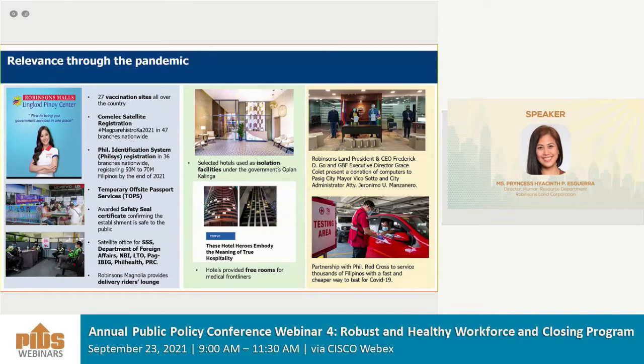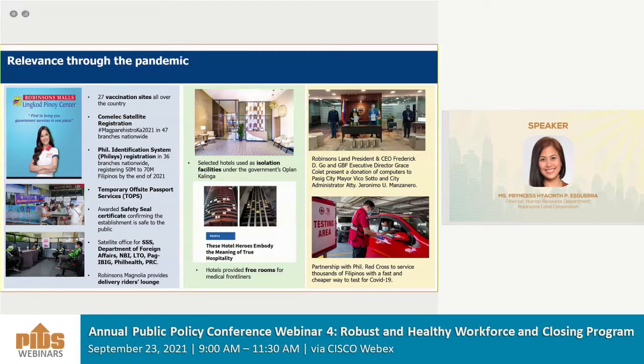Also, our hotels, Crowne Plaza and Holiday Inn Manila Galleria, provided free rooms for medical frontliners in our area as a respite and in recognition of the work that they do in our country. Earlier this year, we established our Robinsons Land Foundation, and our Robinsons Land President and CEO and our GBF Executive Director donated computers to Pasig City in order to support the mayor's advocacy to provide public schools with the tools that public education would need, computers.